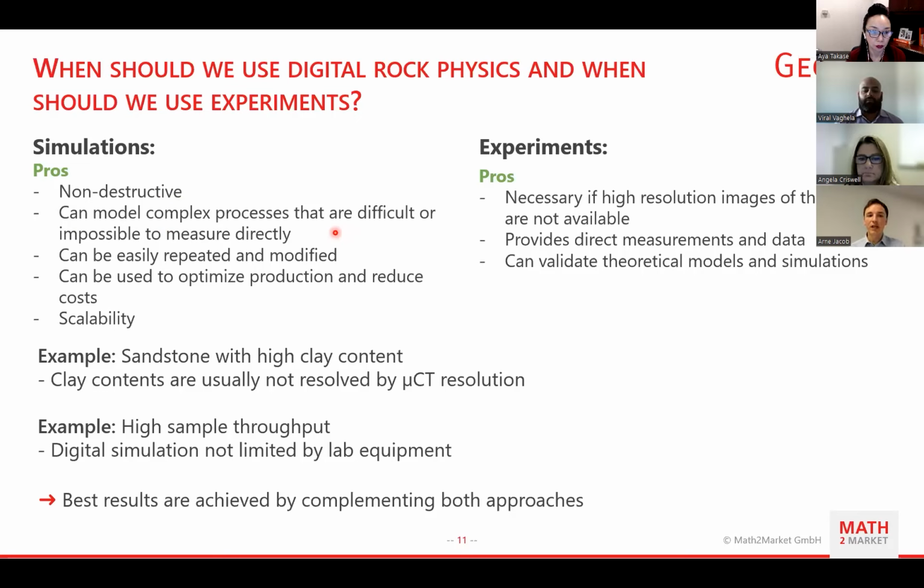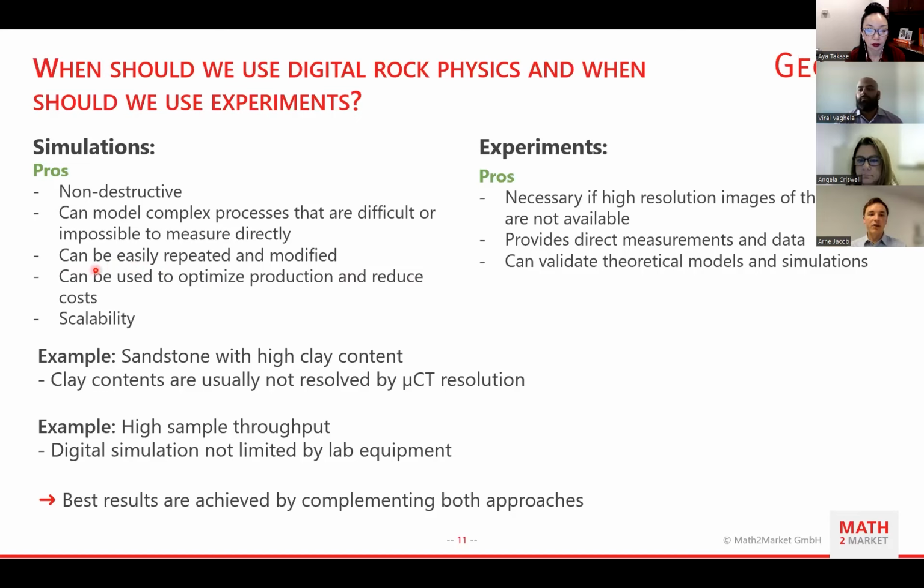So, for example, you would be able to observe time-resolved precipitation or dissolution within your simulations, which are hard to observe by experiments, because you cannot locally resolve, for example, dissolution in experiments. Then they can be easily repeated and modified. So if you have produced some data which is based on a wrong model, you can easily take the same image stack and do a lot of other simulations on that to obtain the right result.